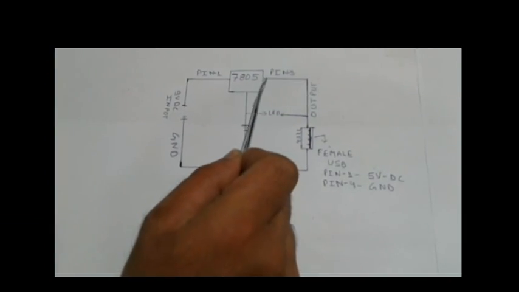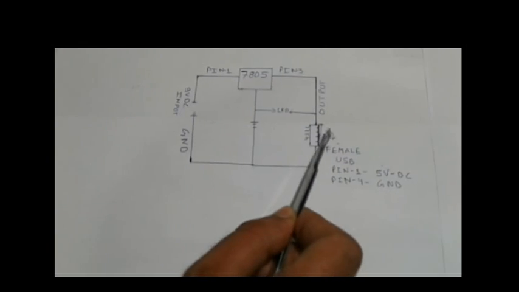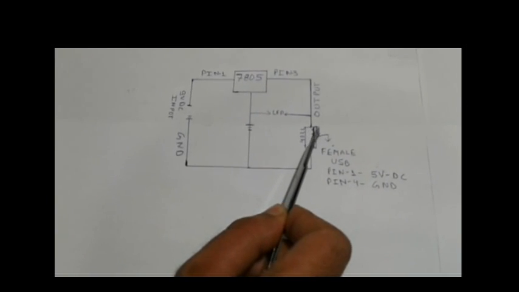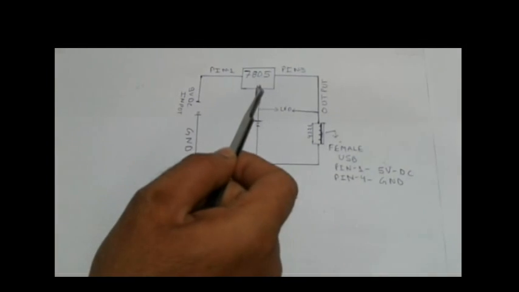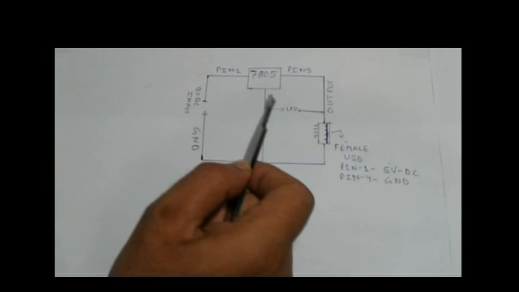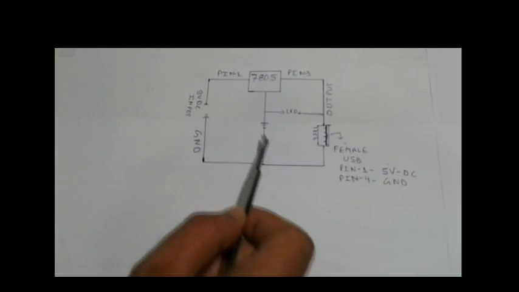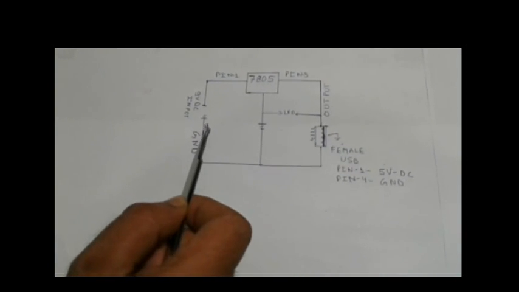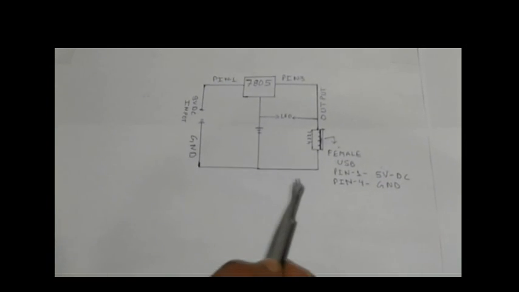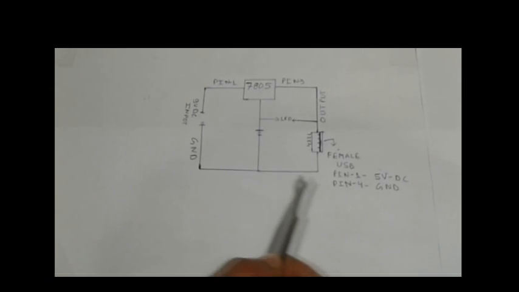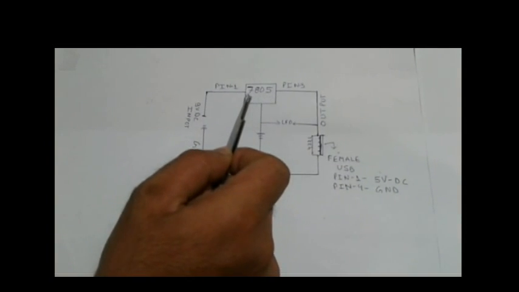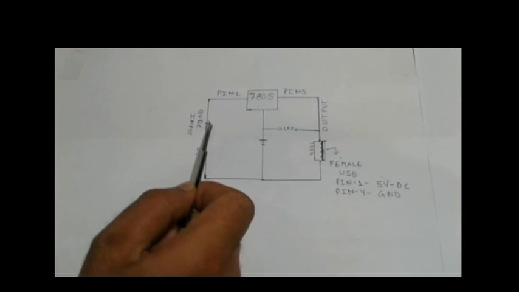Pin 3 of IC 7805 is connected with pin 1 of female USB. The pin 2 of IC 7805 is ground and it is connected with the negative terminal of battery, and pin 4 of female USB. Pin 1 of IC 7805 is connected with the positive point of battery.